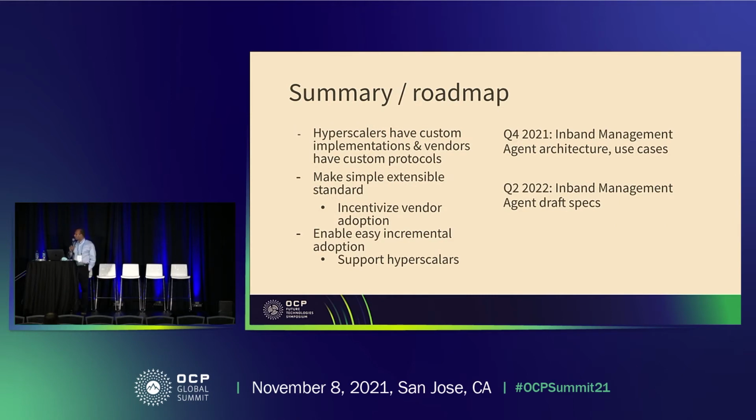This is going to be the summary/roadmap. Today, hyperscalers have custom implementations and vendors have custom protocols. We want to basically bridge them both. We want to make a simple, extensible standard. This is going to incentivize vendors to adopt it. We also want to support easy incremental adoption. This is going to make it easier for hyperscalers to switch over from the custom implementation to an open standard-based implementation. This is what the timeline looks like.